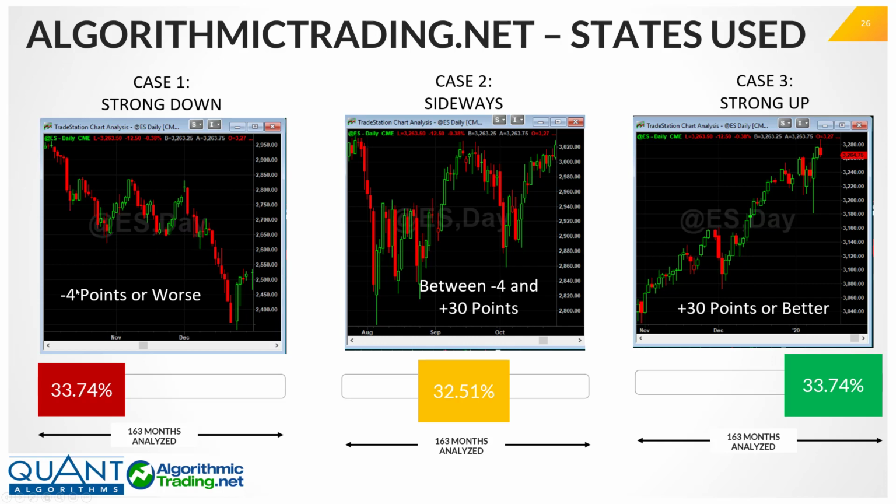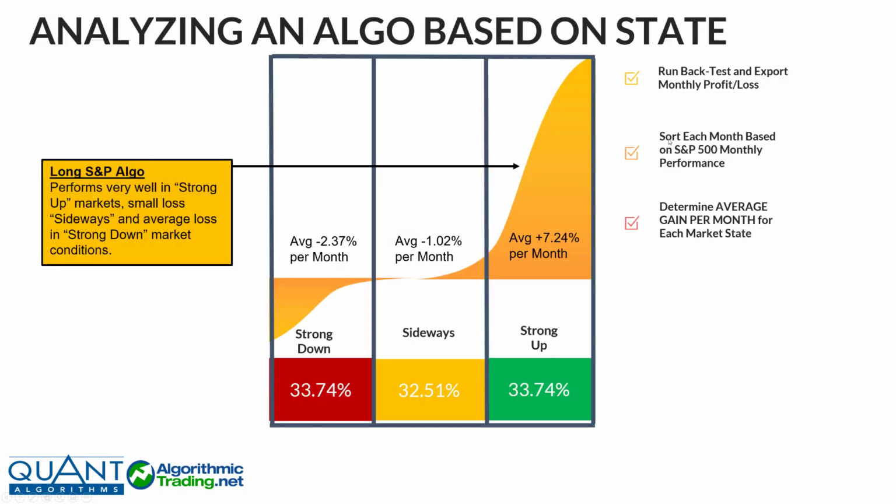I take a strong down as -4 or more, sideways between -4 and 30, and strong up is 30 points or more. Now what I do is I analyze each algorithm based on the state, okay? Now I'm going to try to explain what I'm showing here, okay?